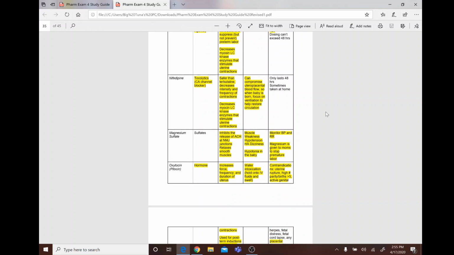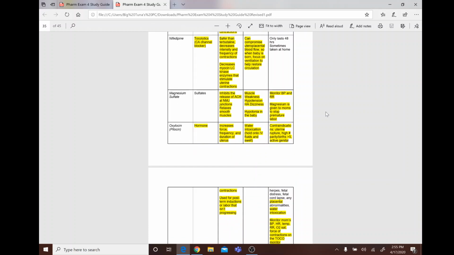What is the mechanism of action of magnesium sulfate? Inhibits the release of acetylcholine at neuromuscular junction and relaxes smooth muscle. What are the side effects of magnesium sulfate? Muscle weakness, hypotension, headache, dizziness, hypotonia in the baby. Why do we use magnesium sulfate? Stop premature labor. What vital signs do we have to monitor when someone's taking magnesium sulfate? Blood pressure and heart rate.